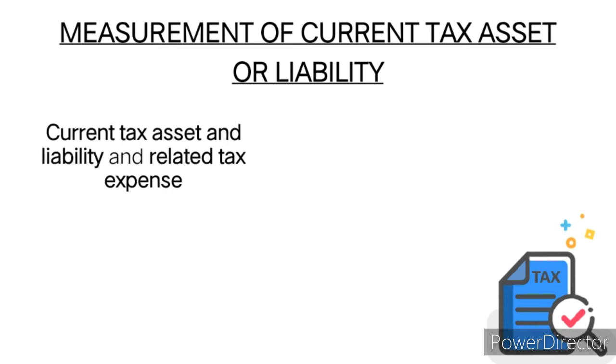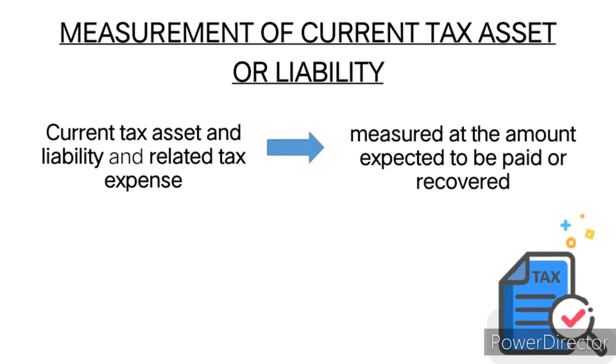For the measurement of current tax asset or liability, current tax asset and liability and related tax expense are measured at the amount expected to be paid or recovered, using the tax rate that has been enacted or substantively enacted at the reporting date.